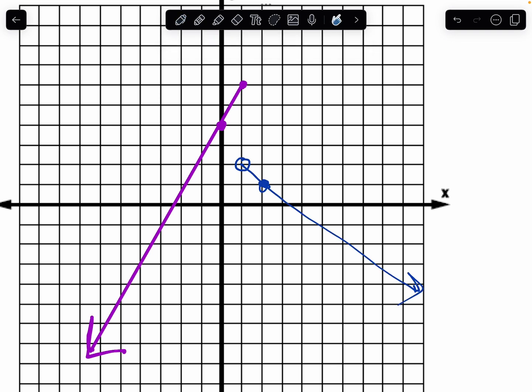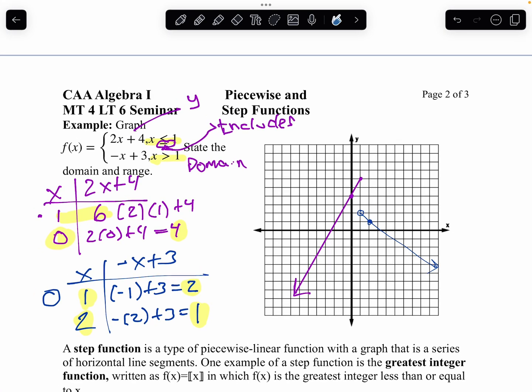Notice I've got 2 lines. And we just have to look at the endpoint. Now, if your endpoints overlap, obviously something that's filled in will cover up something that's open. But this is not continuous. You could not draw this graph without lifting up your pencil.